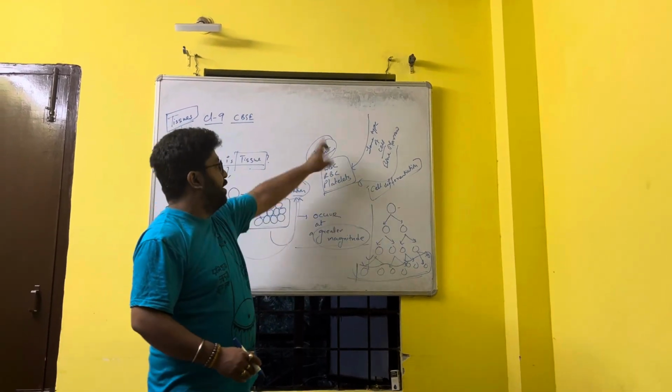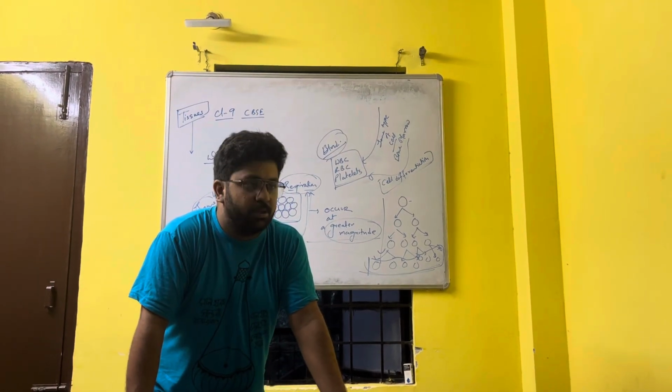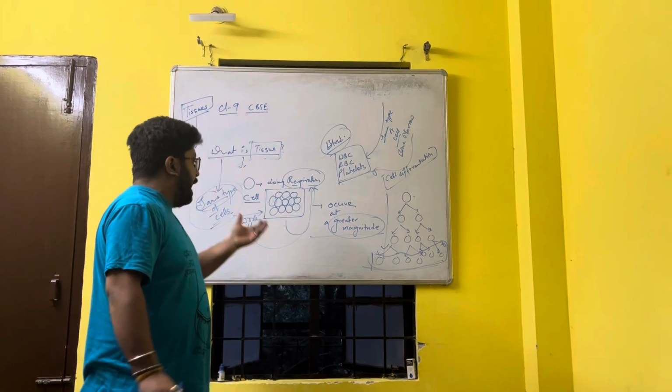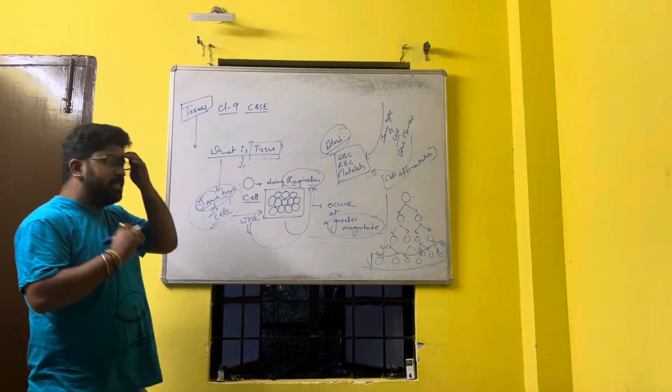That is what has happened in plants. Is this clear to you? Is this understood? So now, do you understand what is tissue? Is this absolutely clear? So this is the definition of tissue.